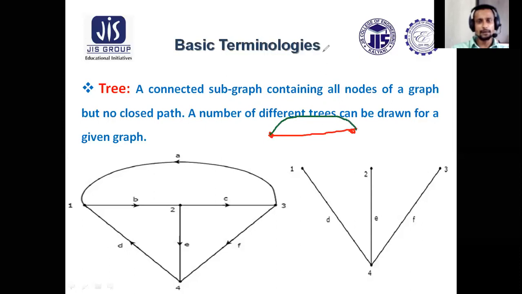this will form a closed path. So while forming a tree, for 2 nodes there should be 1 branch only. Similarly, if there are 3 nodes, you can connect these 2. So for 3 nodes there will be only 2 branches. If another branch is connected between any 2 nodes, this will form a closed path and it will no more be a tree. So a tree having n nodes should have n minus 1 branches. So here we have 4 nodes. So the tree should contain 3 branches. Once 3 branches are chosen, your tree is formed. Addition of any other branch will make a closed path.